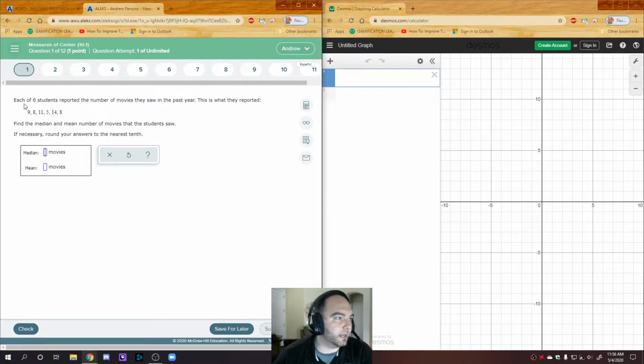This one says each of 6 students reported the number of movies they saw in the past year. This is what was reported. This is how many movies 6 different people saw. It says find the median and mean of the number of movies the students saw.